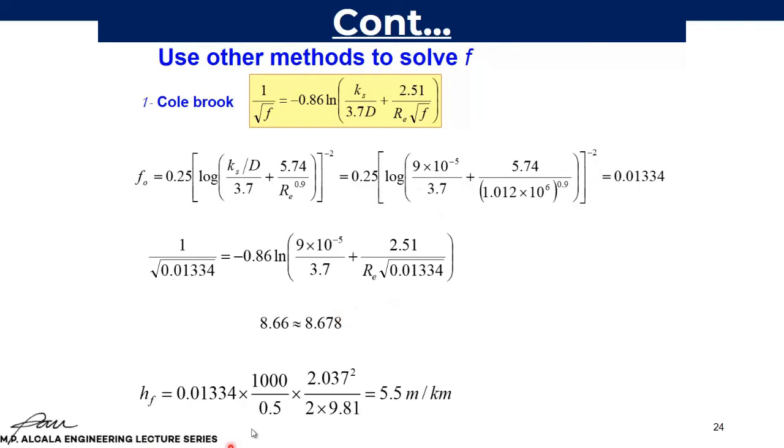It's very easy, right? So, using the Colebrook equation, inputting everything, the relative roughness, that's the only one known, and the Reynolds number. So, solving will give you simply the friction factor to be 0.01334. So, almost equal to our 0.013. Okay?